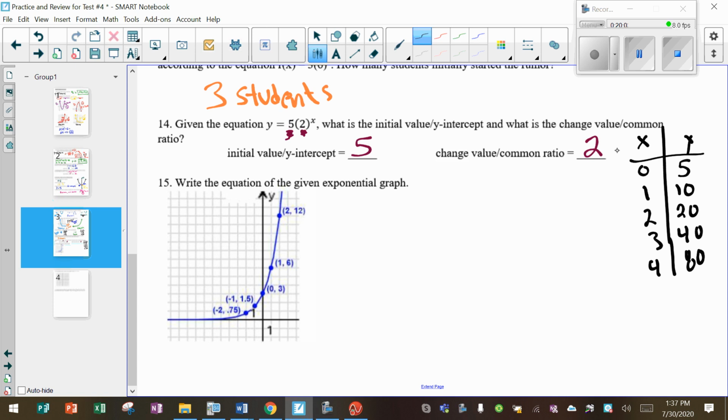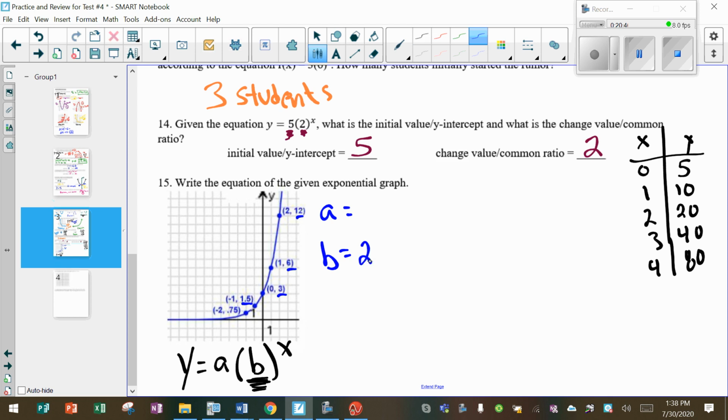So based on that, let's write an equation for number 15. Write the equation of the given exponential graph. Let's look at how the y values change. The y values change from 1.5 to 3 to 6 to 12. It seems as though they are being multiplied times 2. So our change value, the b value, when we write an exponential equation using the format a times b to the x, the b is our change value, and based on the points that were given, the y values are changing by multiplying times 2.